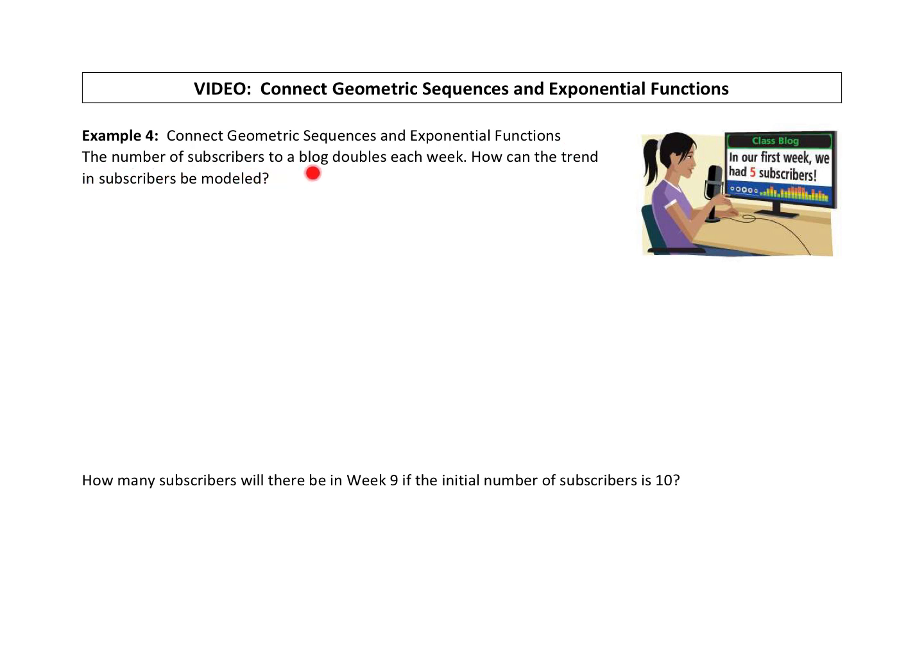The number of subscribers to a blog doubles each week. How can the trend in subscribers be modeled? So because the number of subscribers doubles each week, this can be modeled with an exponential function. So to model it with an exponential function, just a reminder what that looks like. f of x equals a times b raised to the x power.